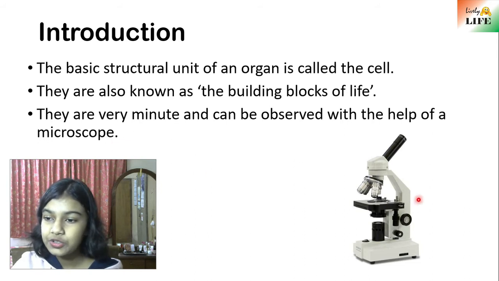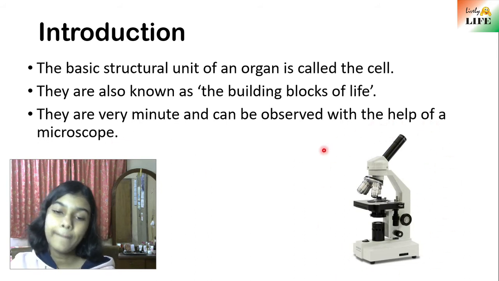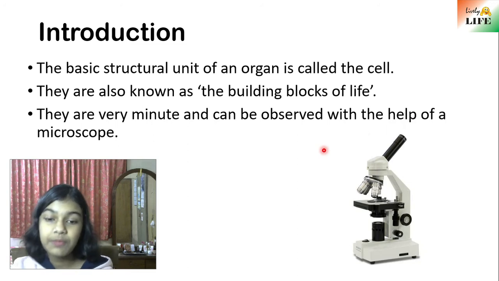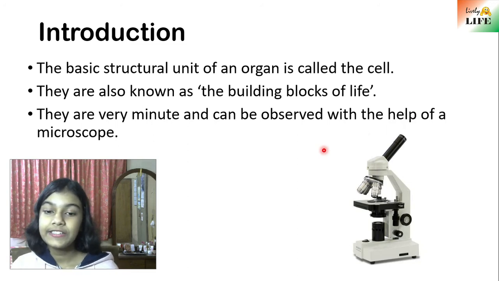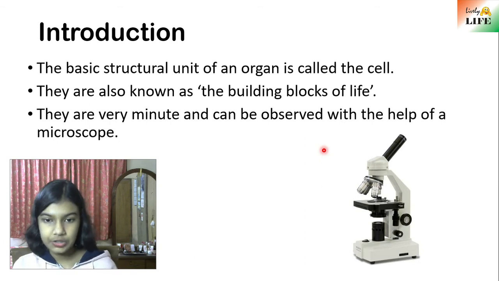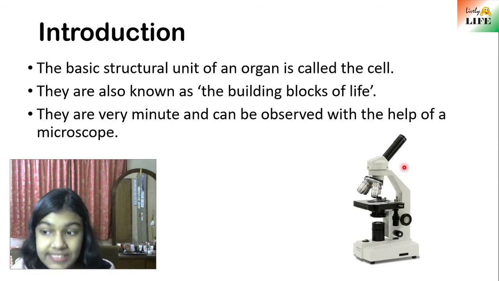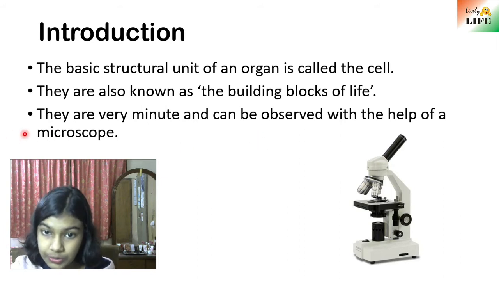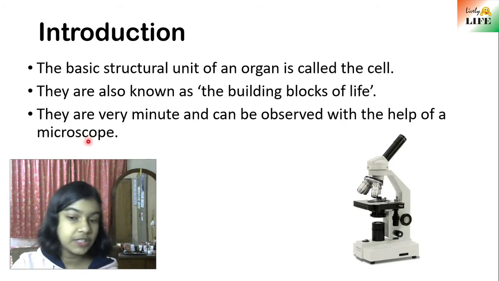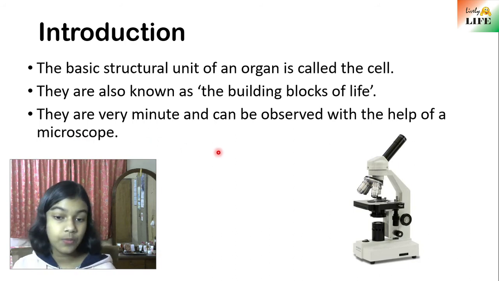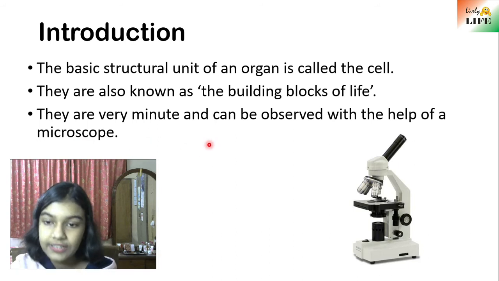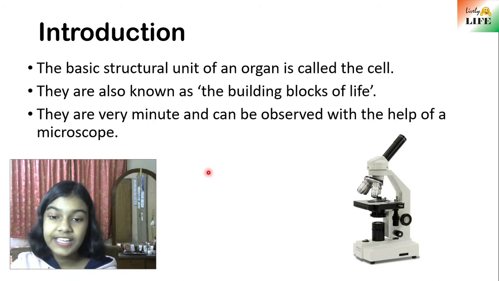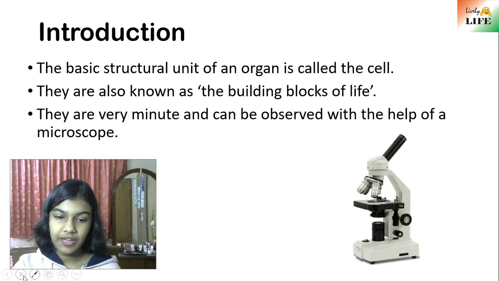What is a microscope? The device that you can see over here. This is a microscope. With the help of this microscope, we can see really small objects in a very large way. So we can see the cells that are present in our body with the help of a microscope. Otherwise, we will not be able to see cells. Why? Because they are really small and they cannot be seen with our unaided eyes. Okay, now let's move to the next part.